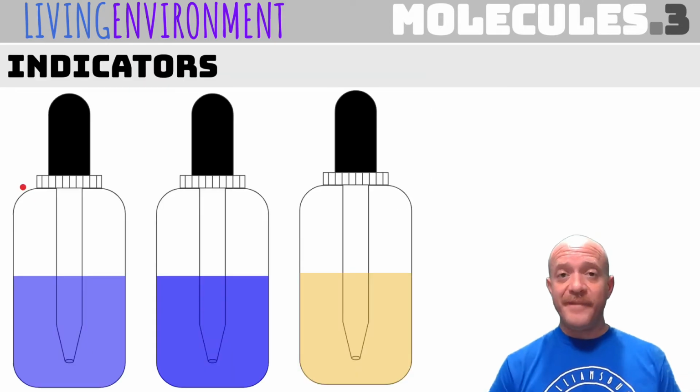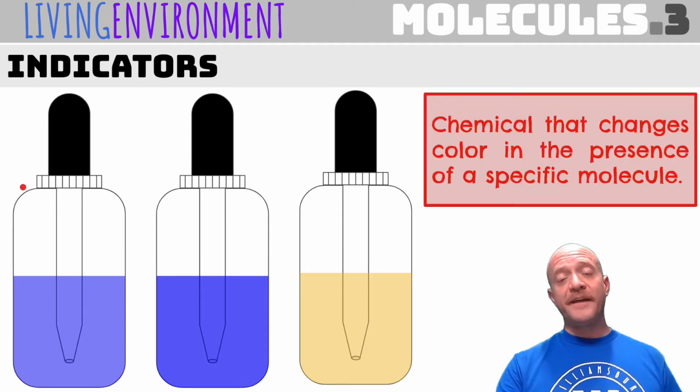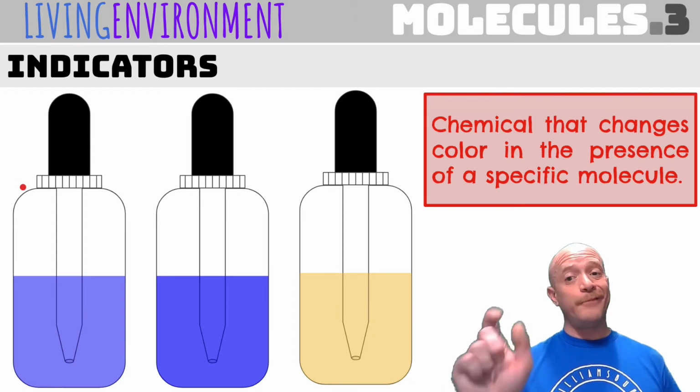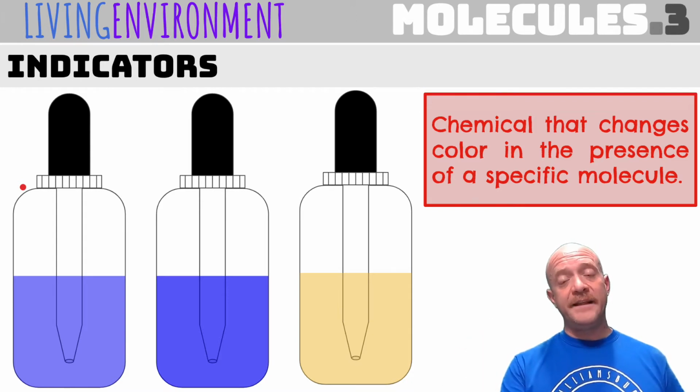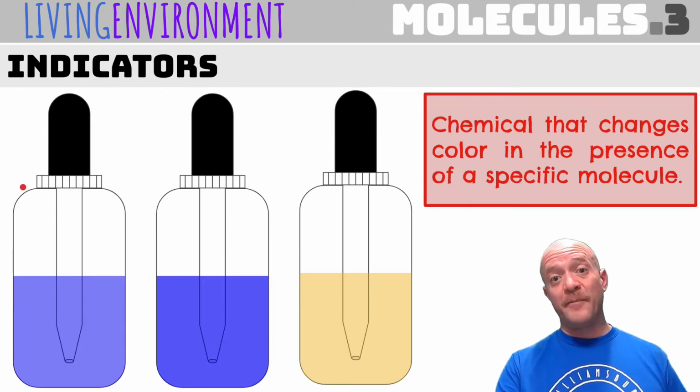So let's begin. An indicator is, technically, just a chemical that changes color in the presence of a specific molecule. So go ahead and write this down in your notes. You will need this definition in the future. We're going to be discussing 3 different types of indicators that you might use in a living environment class.